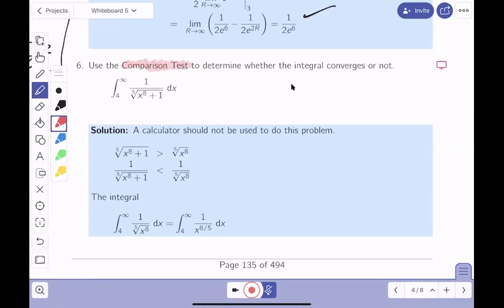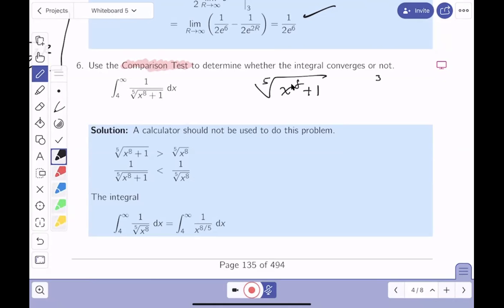Now, again, you may have to go back and look at the notes to get a comparison test. And I'm looking at it and I'm realizing it's probably 1 over something to a power. And I'm looking at this 5th root. Write this down. I'm looking at the 5th root of x^8 plus 1. This is going to get tough. And I'm going to say it probably compares to the 5th root of x to the 8th.